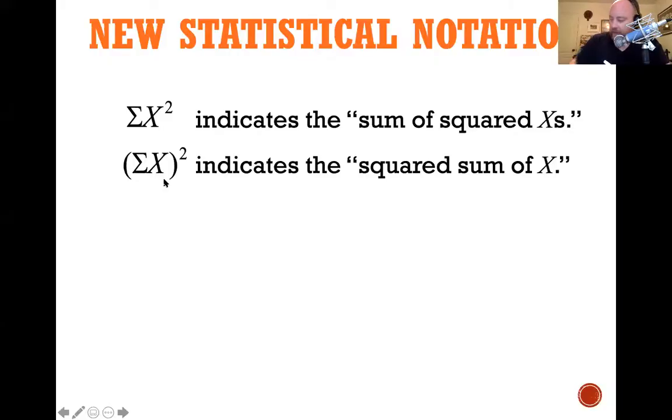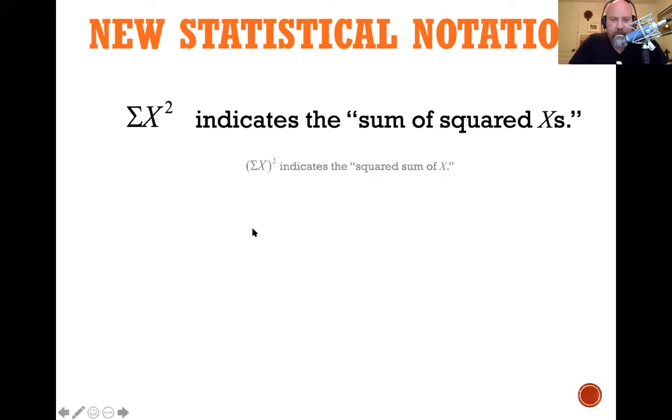Now, let's talk a little bit more about just variability in general before we move on. Let me erase my little screen over here. There we go. Okay, so we'll come back to these two formulas.